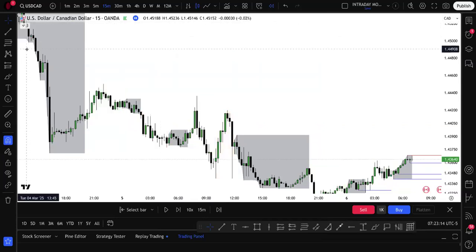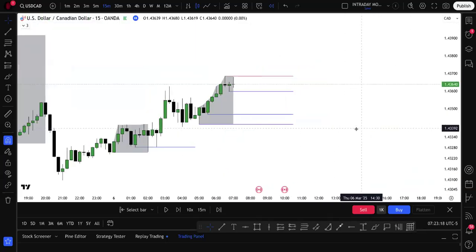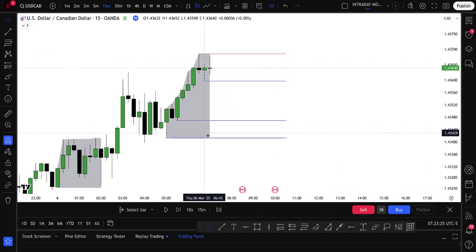We just keep these on. Keep it clean for the eyes. Sometimes it's too colorful for me, I need to make it more subtle. So let's take a look at UCAD and what it did yesterday.